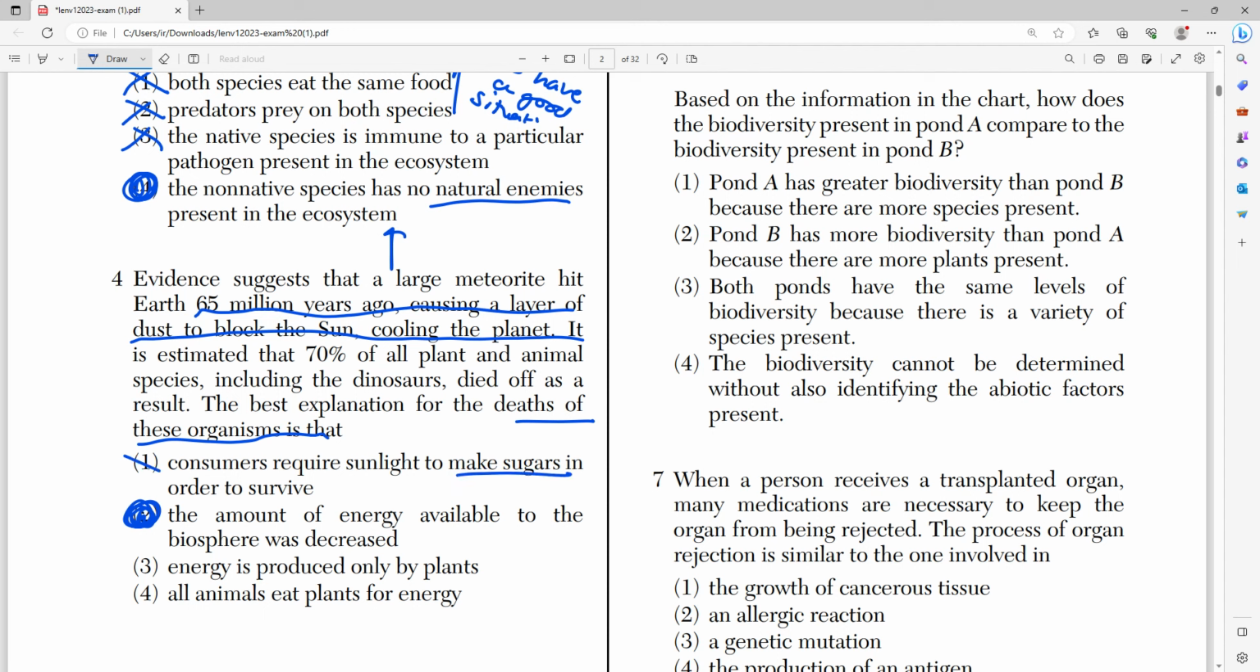That's wrong. Consumers don't make sugars. Number 3 says all energy is produced only by plants. That doesn't explain why the animals died. And number 4, all animals eat plants for energy. That's false. Not all animals eat plants for energy. Some eat other animals, right? Number 3, the amount of energy available to the biosphere was decreased.